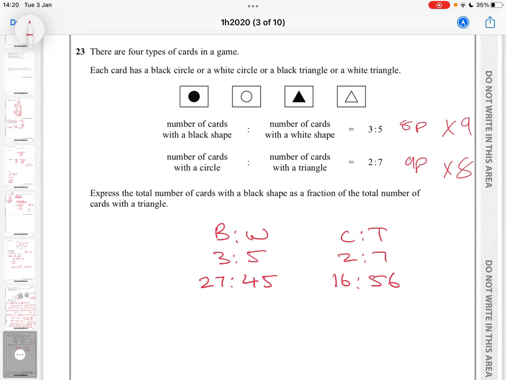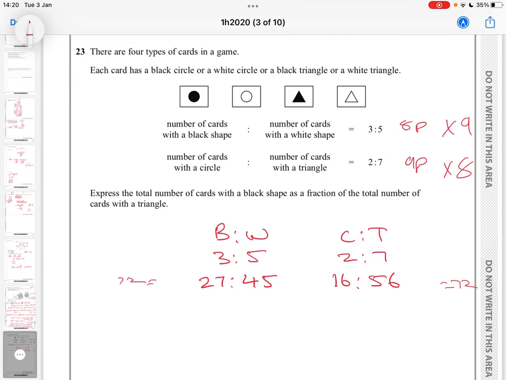So the question wants me to write as a fraction, now that we've timesed them. So if I added them both together, they would equal the same thing, which is what? It is 72. So they both equal now 72 parts. So they're out of the same number of cards, even though we don't know how many cards are in, both of the ratios have an equivalent number of parts.